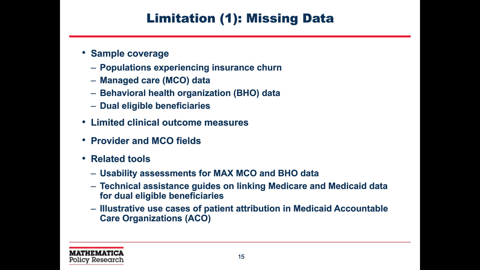So I really recommend reading these. I also would like to flag just a wonderful TA guide that was published by the Center for Healthcare Strategies that helps people wrap their heads around linking Medicare and Medicaid data for dual eligible beneficiaries. And finally, and again authored by CHCS, are some wonderful use cases of best practices in patient attribution in Medicaid ACOs. There's also a related NQS effort on patient attribution that I think is instructive for people who do this kind of work.